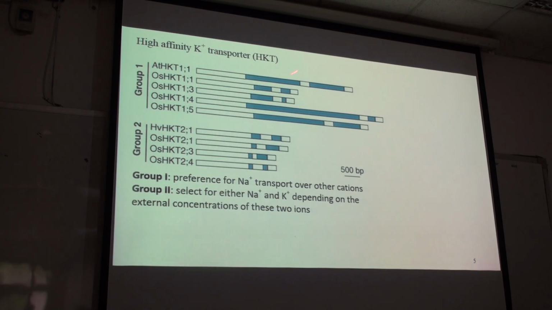HKT is an abbreviation of high-affinity potassium ion transporter, and in rice they can be divided into 2 different groups. Group 1 prefers sodium ion transport, and group 2 can select for either sodium or potassium ion, depending on their concentration and environment. So in this paper, the author wants to know the detailed function of OsHKT1;4.